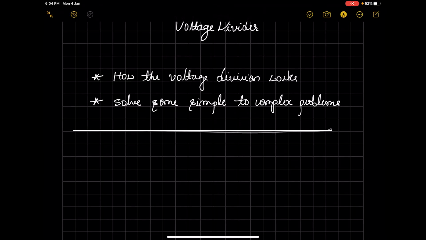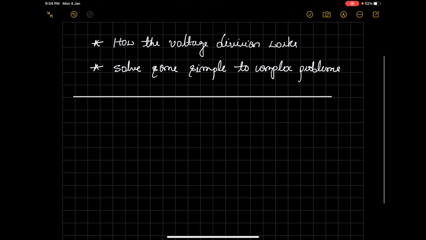Voltage divider is one of the most fundamental concepts in electrical and electronics engineering. It is a very simple and yet a powerful tool to solve complex networks. So to understand voltage divider, all you need is a voltage source V and two resistors R1 and R2.